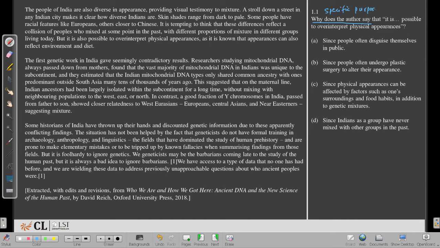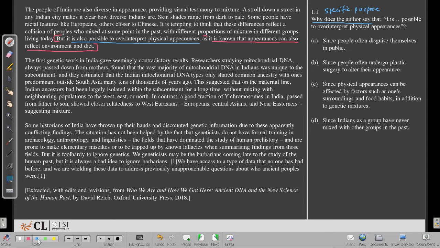What is the purpose of the author saying it is possible to overinterpret physical appearance? It is also possible to overinterpret physical appearance. This is a very specific question. You should be able to find the answer right there. Why? Because it is known that appearances can also reflect environment and diet, and that would be the answer to that question. That's the reason the author said don't overinterpret.